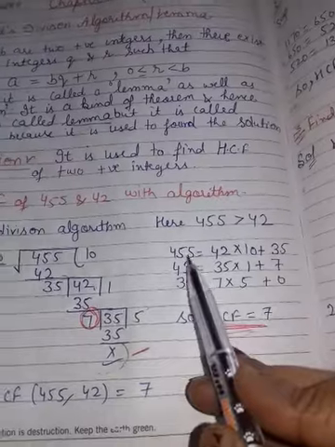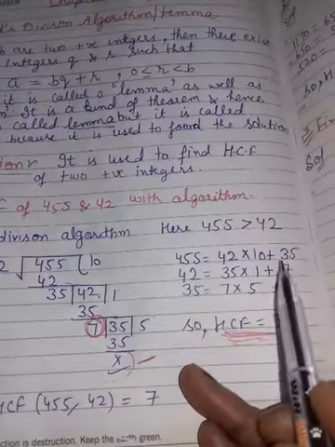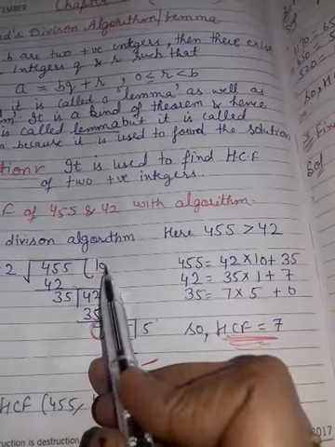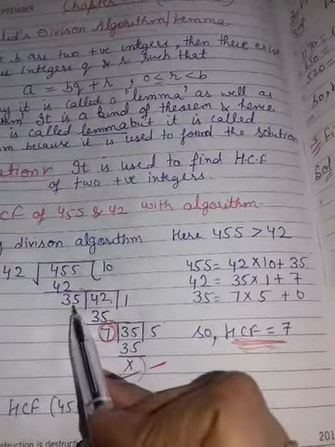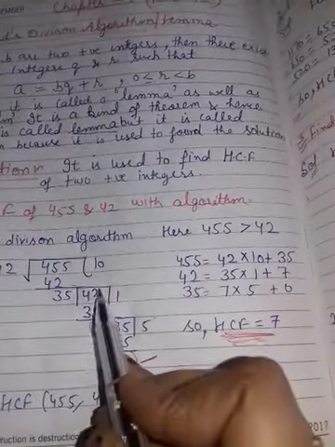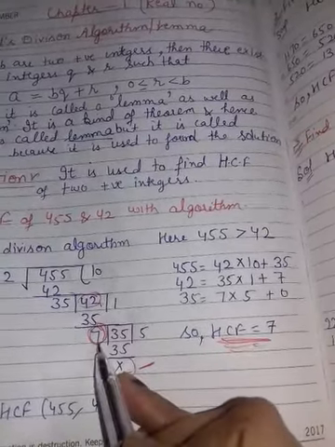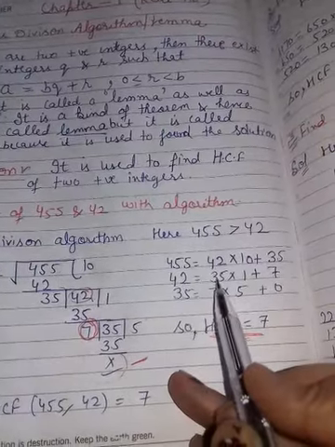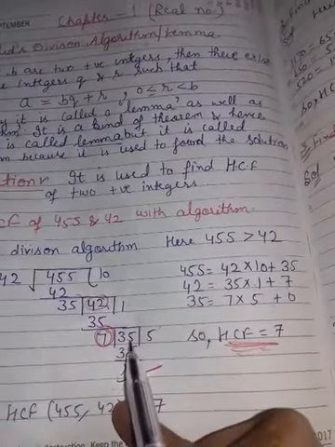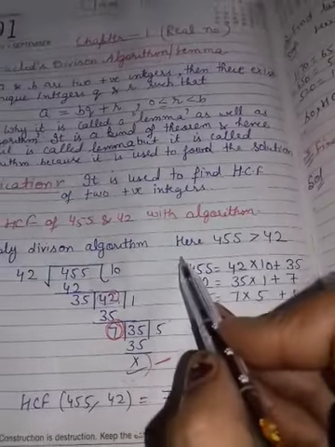So you have to write each and every step. 455, how did it come? 42 into 10 plus 35. Now you are thinking why I have taken 10? Because 42 is not going into 35, that's why the remainder is 35. So the next step you will write 42. 42 how came? 35 into 1 plus 7. You know dividend is equal to divisor into quotient plus remainder. Similarly for each step you will write dividend equal to divisor into quotient plus remainder. So you have to write these steps also.